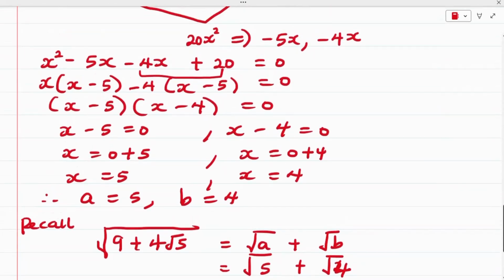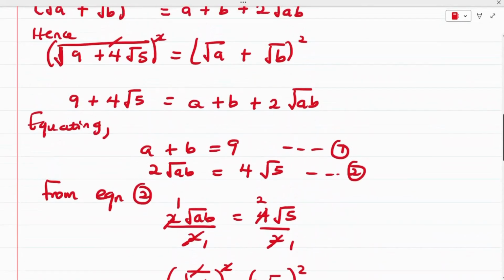So with this, guys, we have been able to simplify this nice algebra math problem right here.